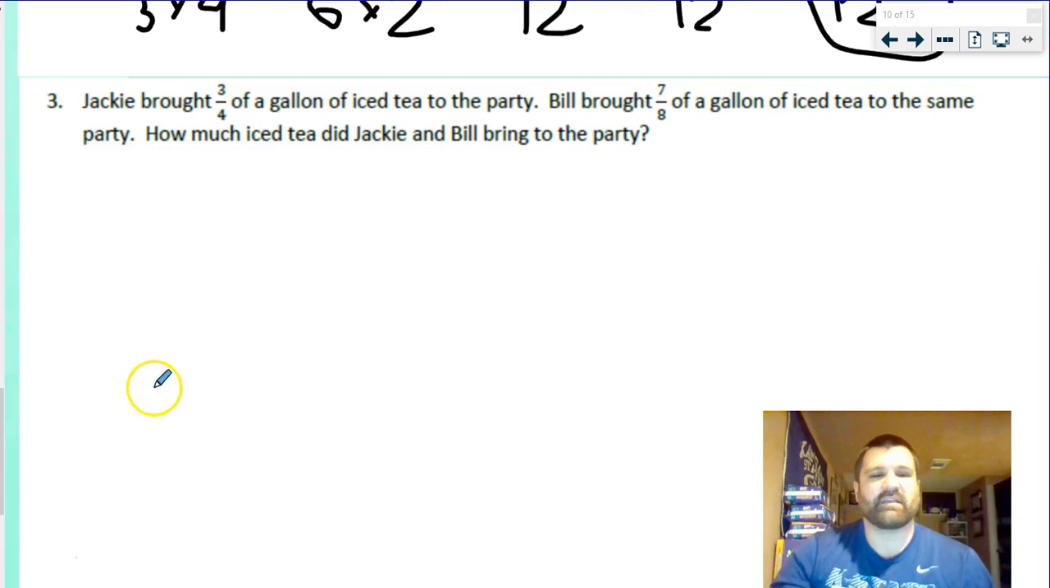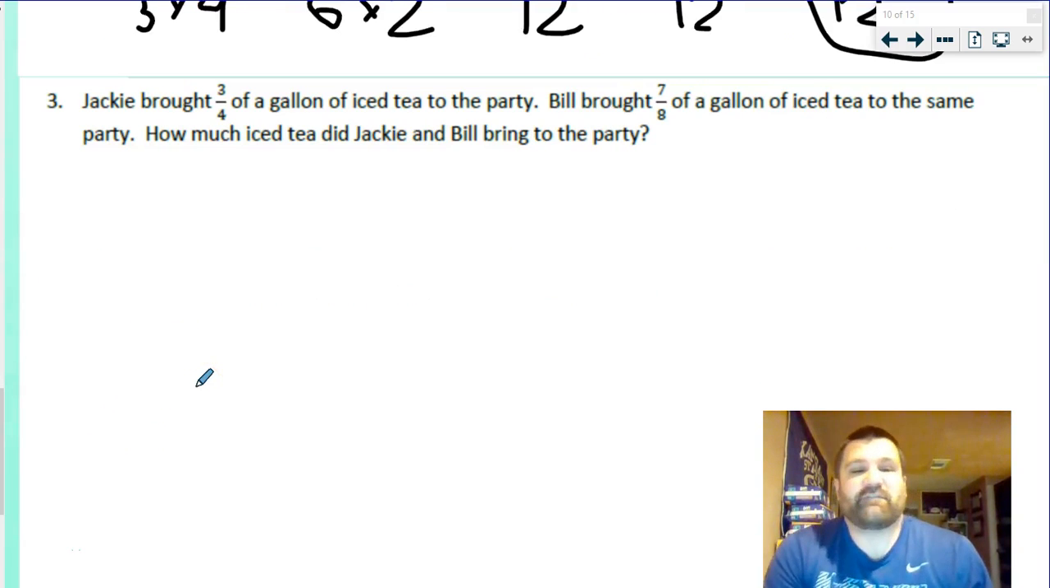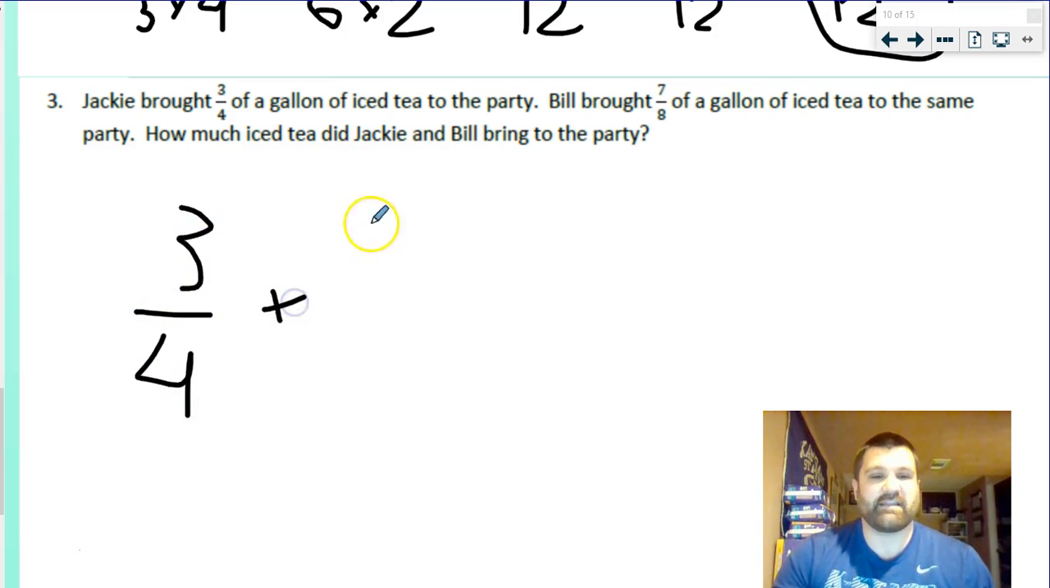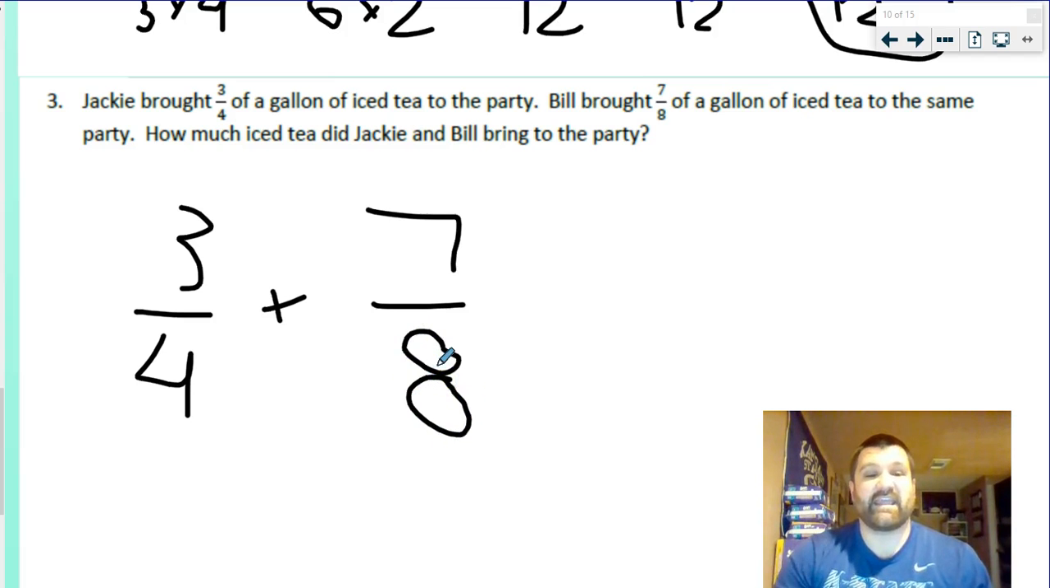Number 3. Jackie bought 3/4 of a gallon of iced tea to the party. That's my kind of guy. Or gal. Jackie could be a girl. Bill brought 7/8 of a gallon of iced tea to the same party. How much iced tea did Bill bring to the party? That's easy, right? You're going to add 3/4 and 7/8. So lean on number 2 that we just did and try to solve this without multiplying the denominators. Go.